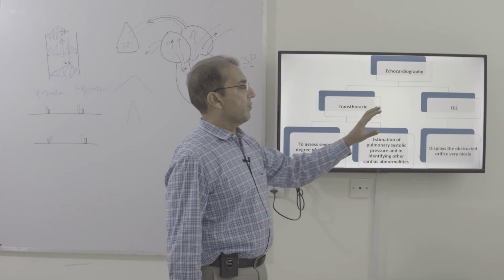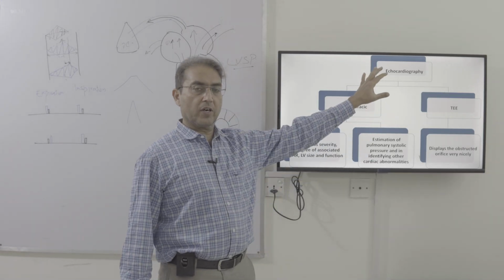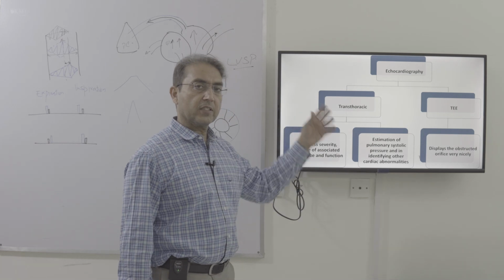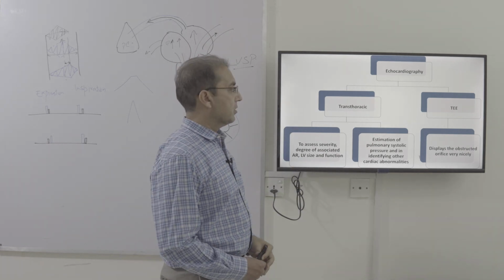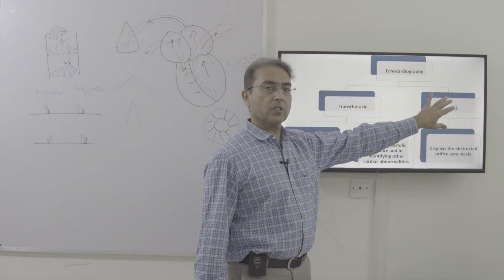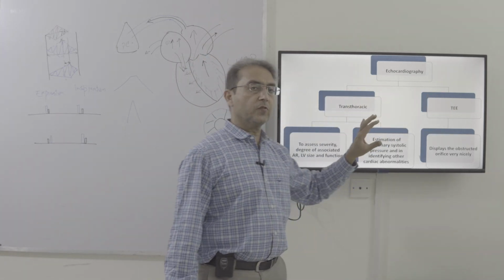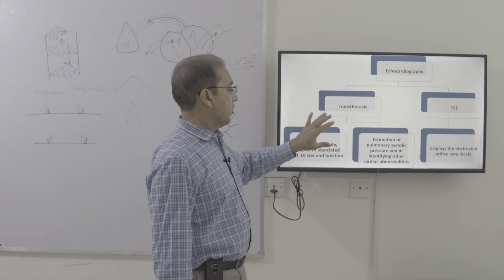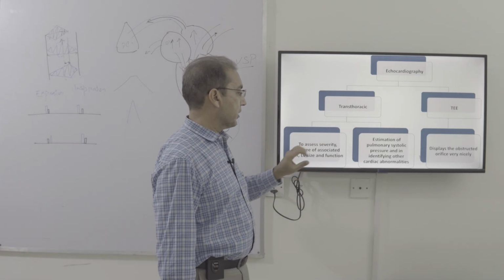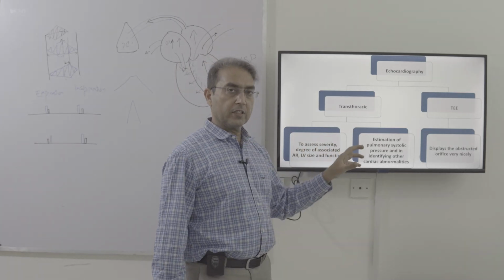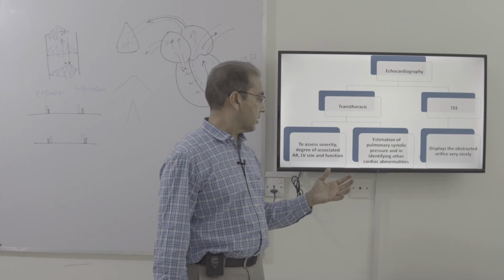Then the most important investigation, the echocardiography. This is the most important investigation when we are assessing the valvular lesions. So we can go for a transthoracic echo or we can go for a transesophageal echo. Usually first we go for a transthoracic echo. And from the transthoracic echo, we can see the severity of the aortic stenosis. We can see the associated aortic regurgitation and how severe the aortic regurgitation is.